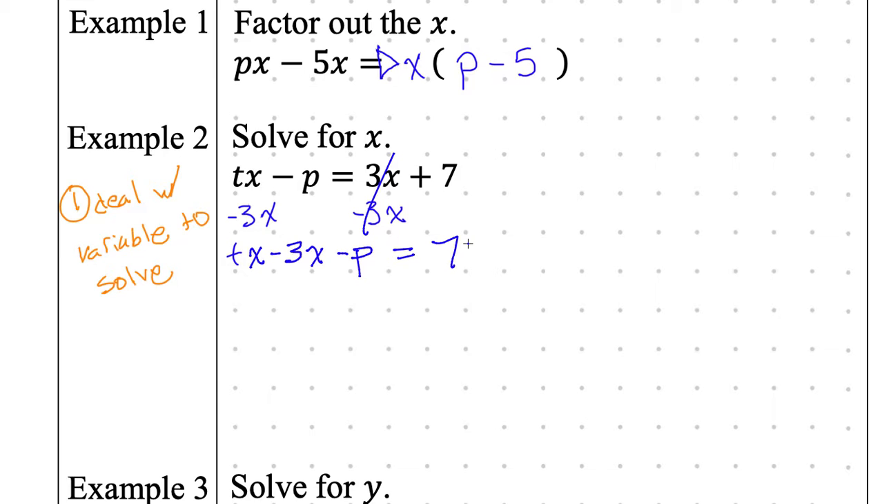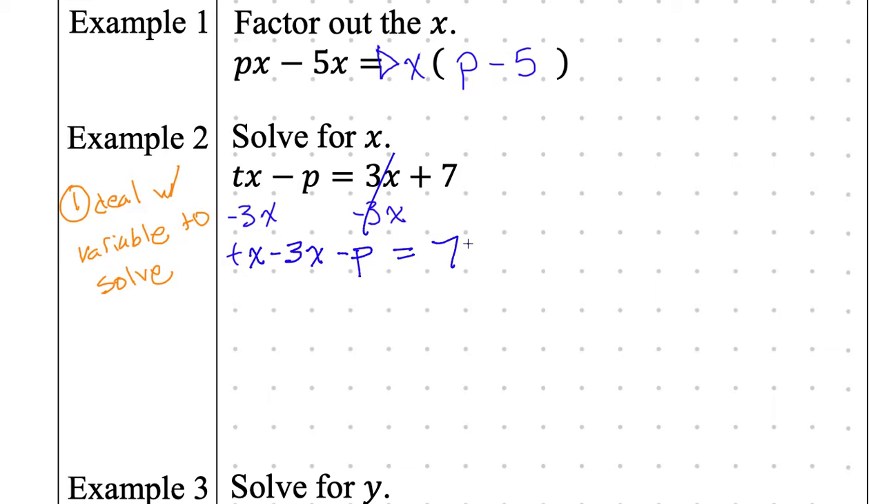And it could have gone the other way. I could have subtracted tx from both sides. It doesn't really matter. The main thing is that we're dealing with our variable first. It makes it slightly easier to see what's going on. Okay, now the question here is p, this p and this p, what type of thing is that? Is that a variable or is it a constant? It's a constant. That one you can shout out. I should have been clear, but yes, it's a constant.